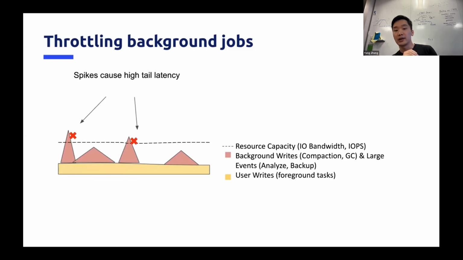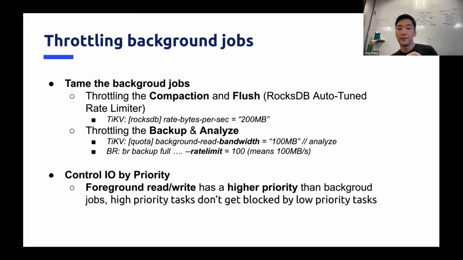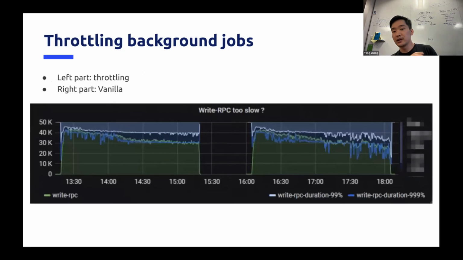Especially when you're building a distributed system, or a system on the cloud. So we have a bunch of rate limiters to throttle those background activities, for example compaction, backup, and analyze. Here is a graph showing what the performance looks like with and without this optimization. On the left, with the throttling, the performance is pretty stable and smooth, and on the right it is pretty bumpy.